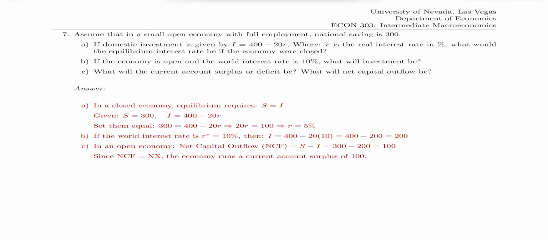Question number 7. We are told that national saving is 300 and investment is I equals 400 minus 20R. A. In a closed economy, saving equals investment, so 300 equals 400 minus 20R, then R equals 5%. B. In an open economy with R star equals 10%, then I equals 200. C. Net capital outflow equals NX, which equals S minus I equals 300 minus 200 equals 100. So the country runs a current account surplus of 100.